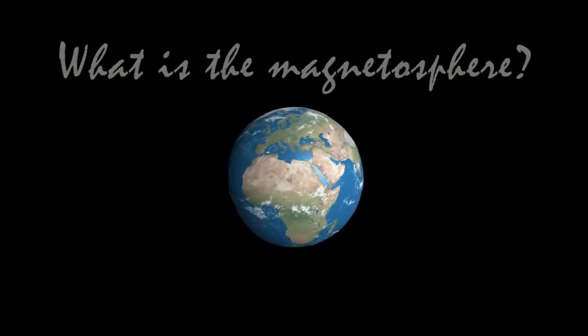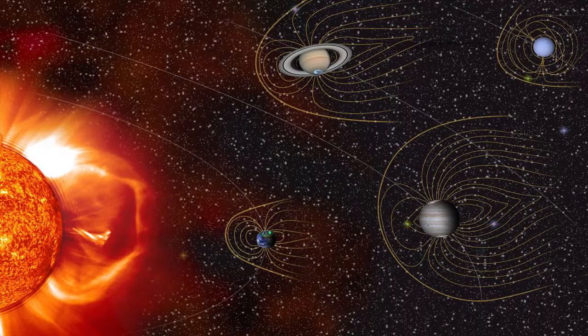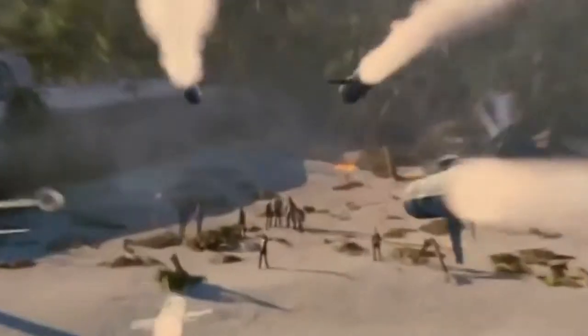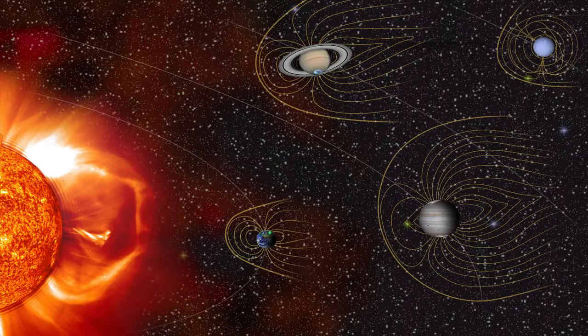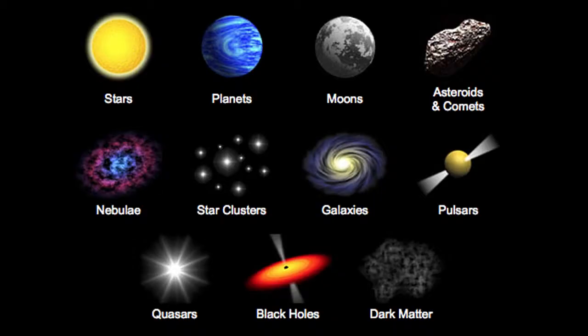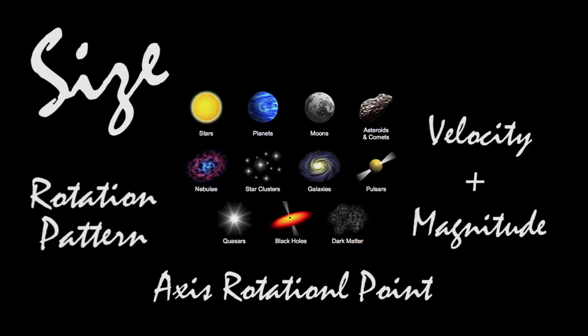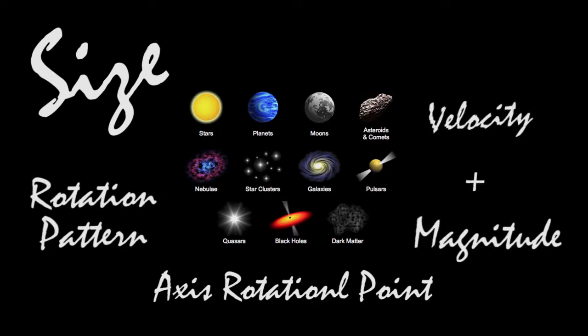What is the magnetosphere? Magnetospheres individually encompass an area of space around various astronomical objects and control that object's magnetic field. Think of X-Men's Magneto and his superpowers. Now, an object's magnetosphere is dependent on a few different variables, including what the object is, its size, rotation pattern, axis rotational point, and the magnitude and velocity of approaching solar winds.